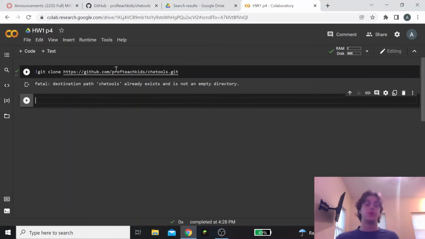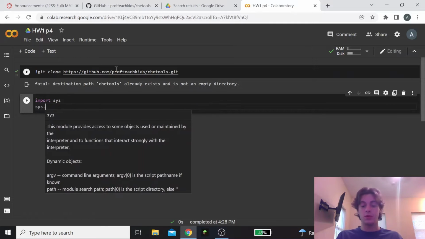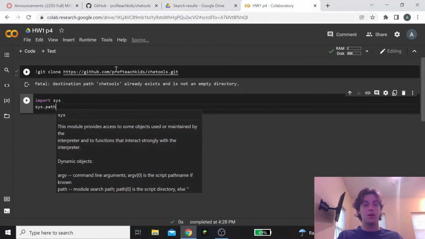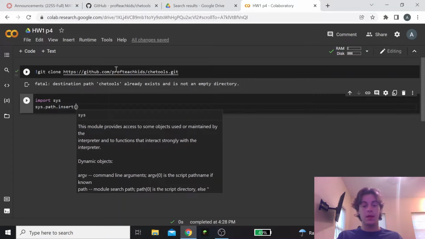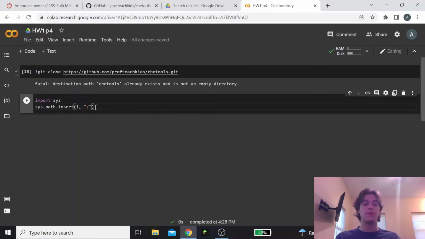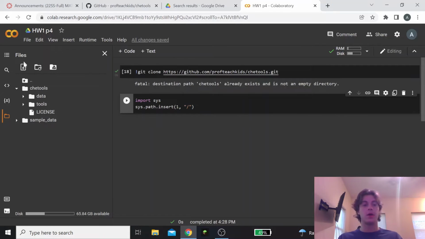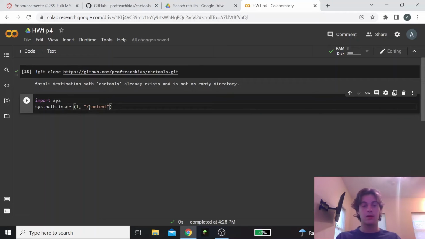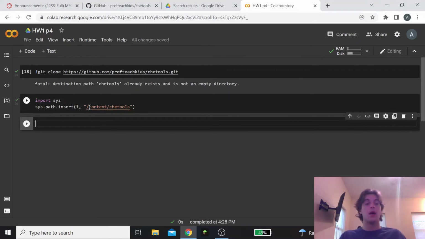And now we need to set the path for this. So we'll import sys, and then we'll do sys.path.insert. And in the first position, because this will make it the fastest, we'll enter the path where we want to insert it. So in this case, it's our content files and CHE tools: /content/CHE tools. And now we can use it.